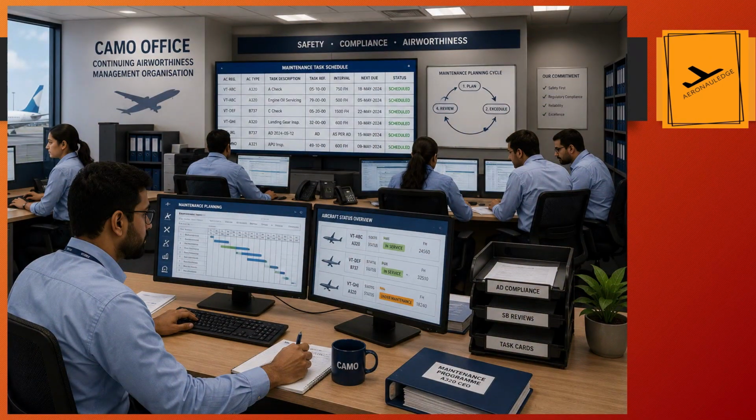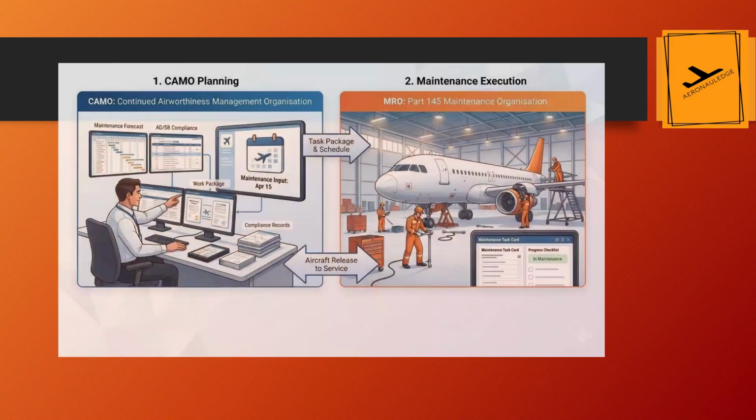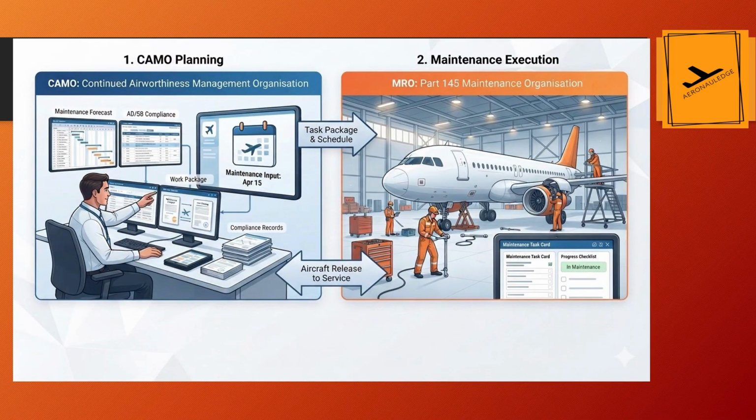CAMO's responsibilities include maintenance planning, maintenance program, AD compliance, airworthiness review, and technical records. But CAMO does not physically maintain the aircraft. So, CAMO does the planning, and then the aircraft goes to the maintenance organization for the maintenance.